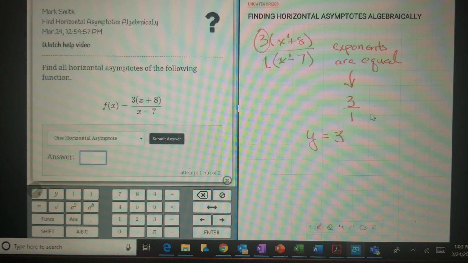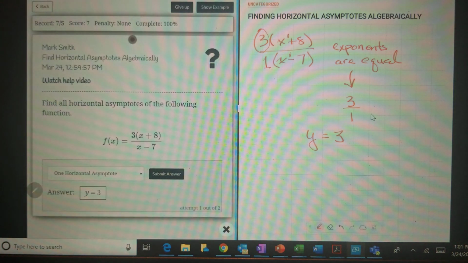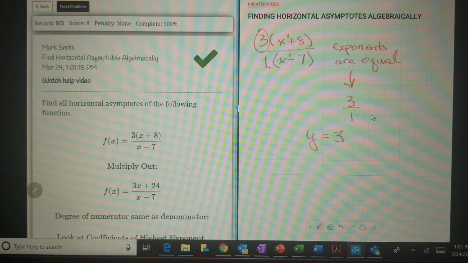So we go back over here. One horizontal asymptote, yes. y equals 3. Submit answer. And we get a green check. So they're all pretty much that easy. Good luck with the lesson.